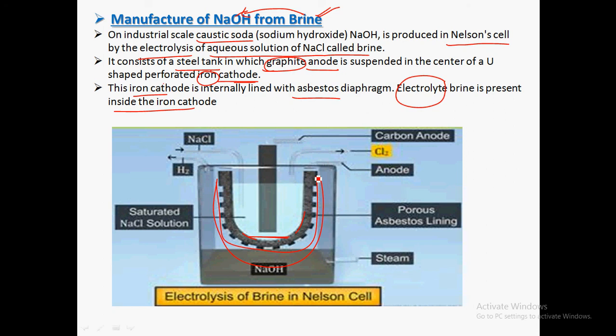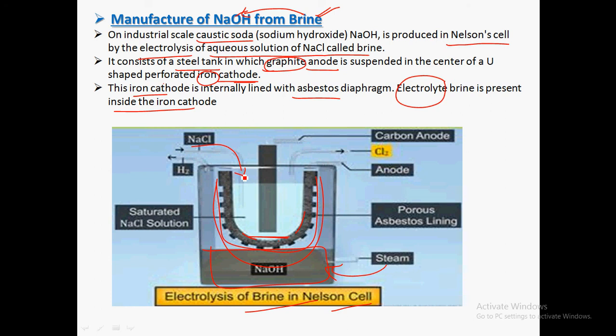Now if you see the picture here, this is the electrolysis of brine. This cell is called the Nelson cell. You are sending the steam down, and this is sodium hydroxide. After the reaction, you are getting the sodium hydroxide at the bottom. Here you are adding sodium chloride, which is brine, a solution of sodium chloride.